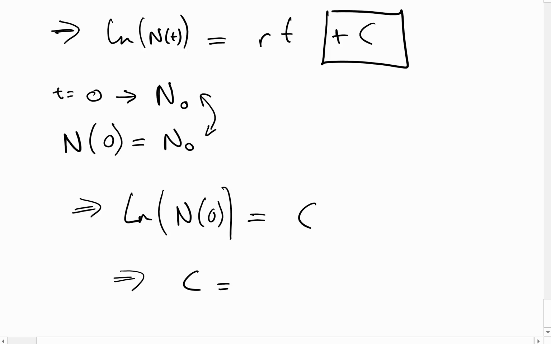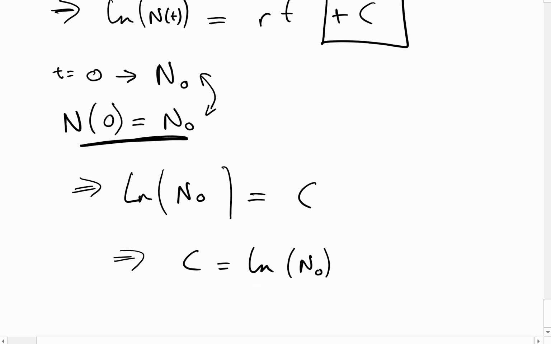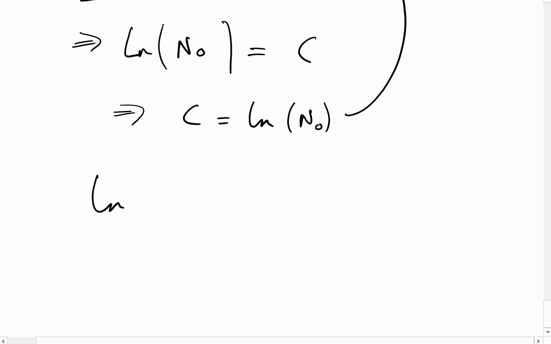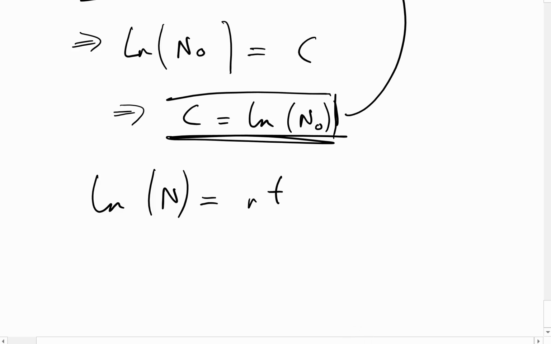N of 0 is just n0, right? I've just used this thing up here. So this is actually n0 in here. So in other words, log of n0 is equal to c. So now I've got an expression for c. I can now plug this back into here. So I end up with log of n of t. So log of n is equal to rt plus c, which I've just shown you is log of n0 plus log of n0. Now I can do a bit of rearranging.